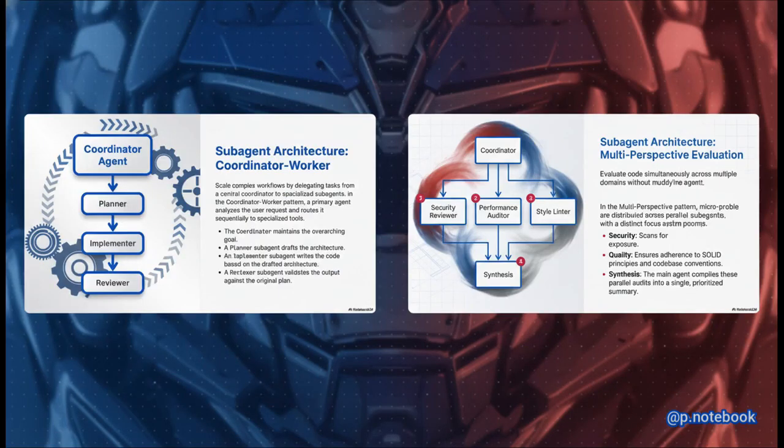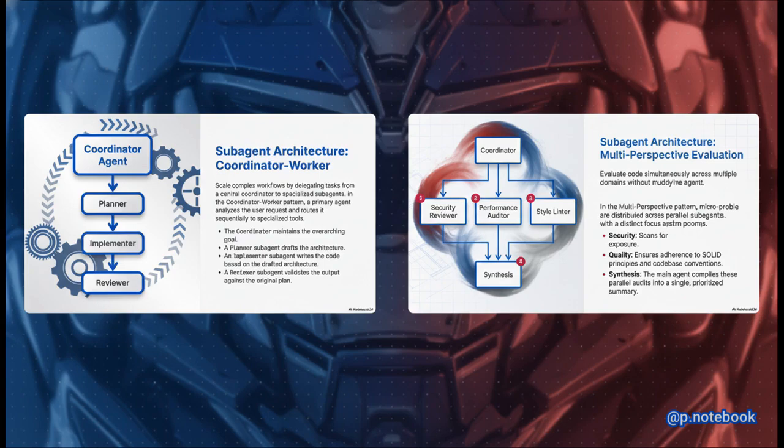And with a plan in hand, you can start building these really smart teams of subagents using different patterns. So on the left here, you've got the coordinator worker pattern. This is perfect for tasks that need to happen in order. A planner agent designs the architecture, an implementer agent writes the code, and then a reviewer agent checks its work.